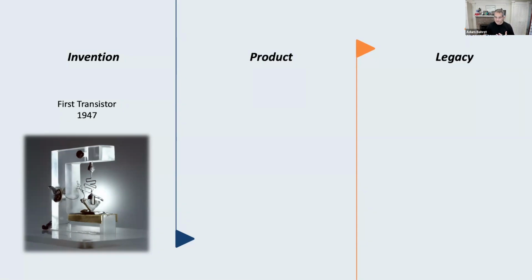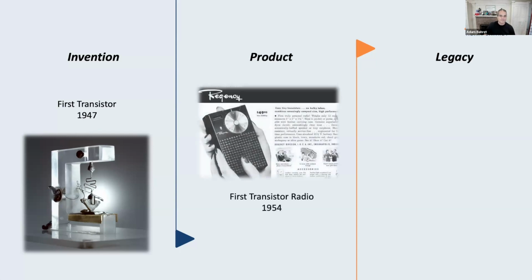And they created the first transistor, which was obviously a revolution. And that is a clear delimitation in technology of a time before transistors and a time after transistors. A few years later, 7 years later, was the first transistor radio.